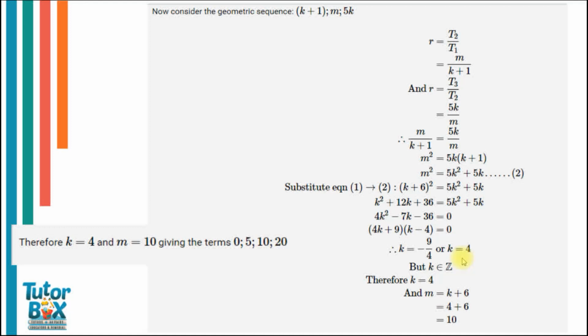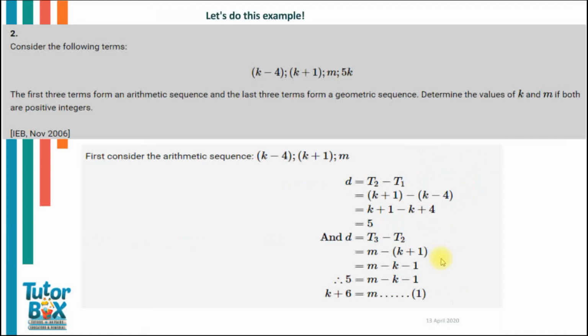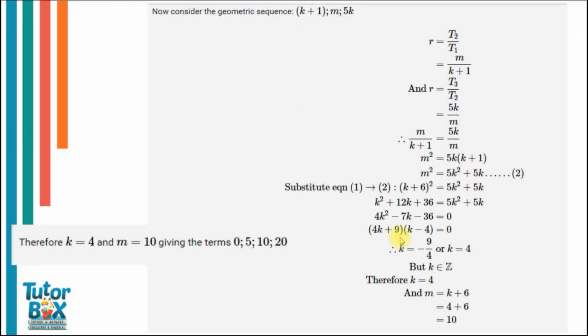Okay, right. But then remember, they gave us a note. They say to determine the values of k and m if both are positive integers. So they have to be positive integers. Okay, right. So first I got a k there, that's minus 9 over 4, and another k, which is 4. So obviously I'm going to take k is equal to 4 because that's the one that is a positive integer. This one is negative, and I don't think that's an integer either. Okay. So therefore, k is 4.